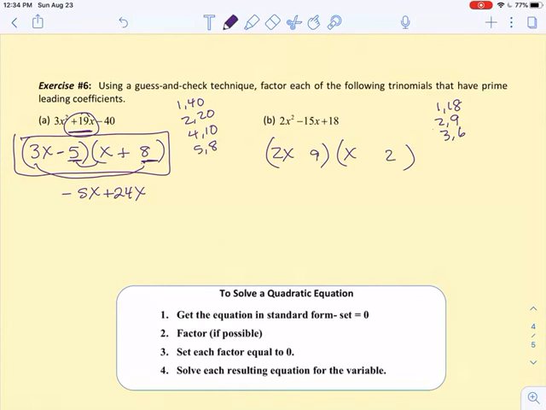Well, that gives me 9x and 4x. Can 9x and 4x give me a negative 15? No. So let's try the other numbers. So now I'm going to try 3 and 6. If I put the 3 here, I get 3x. If I put the 6 here, I get 12x. Can 12x and 3x ever give me negative 15?